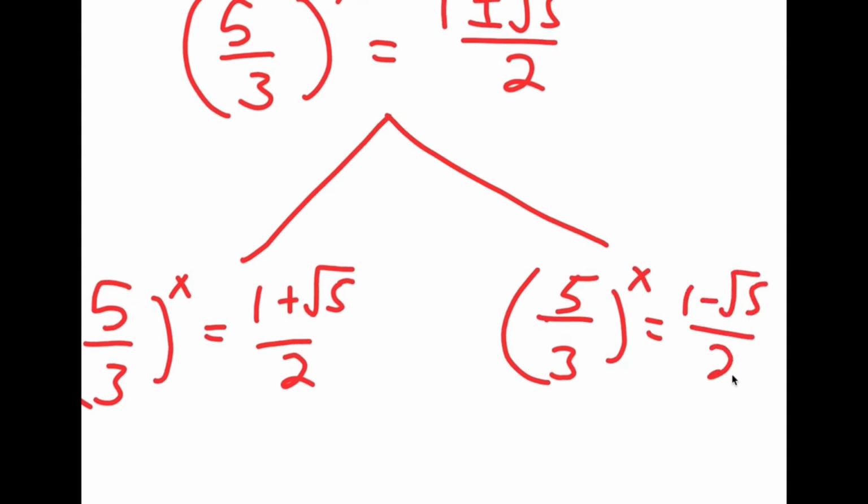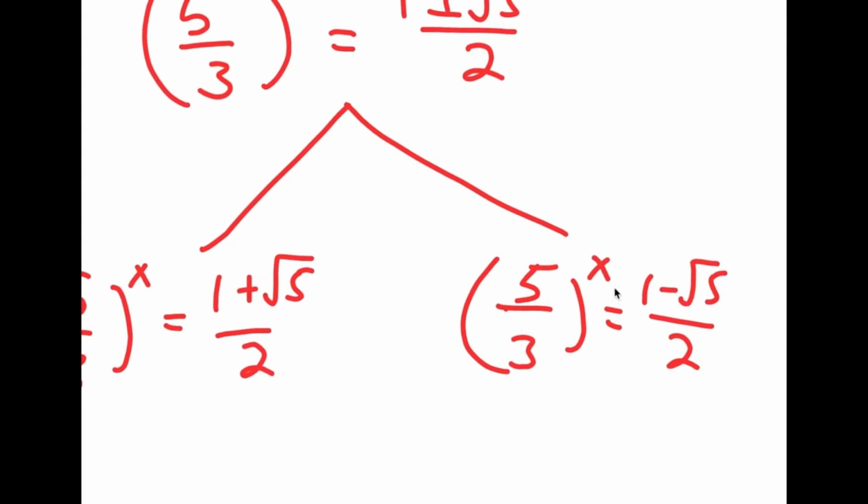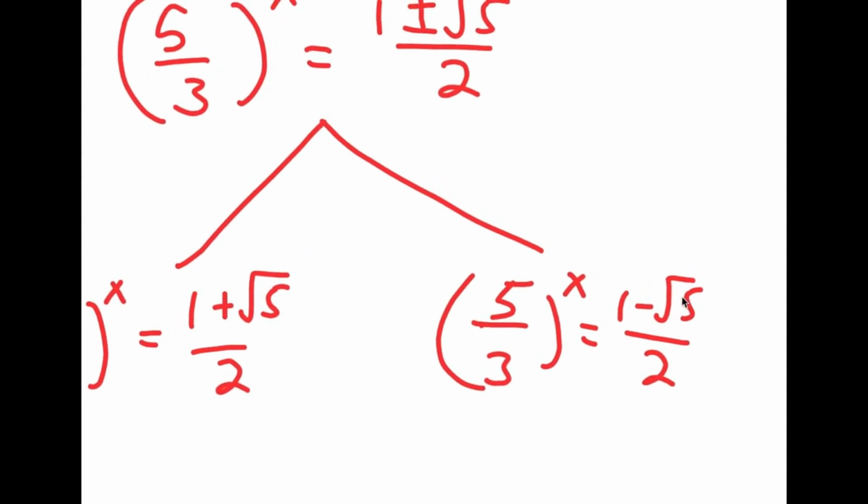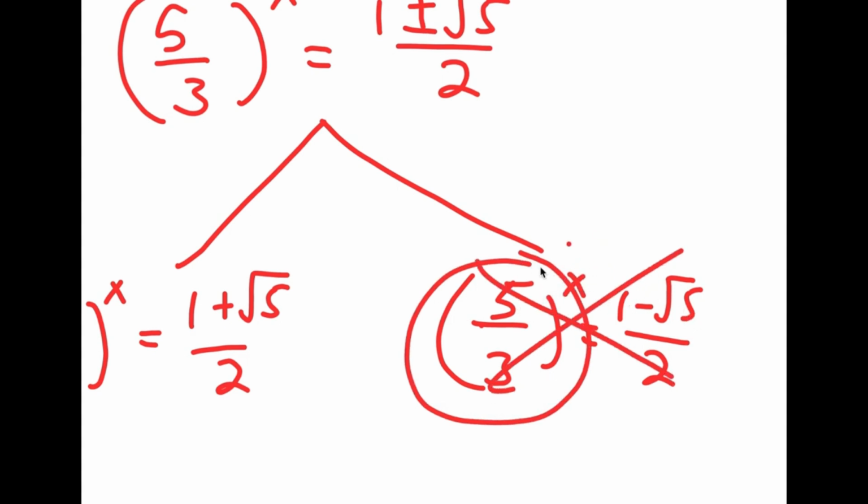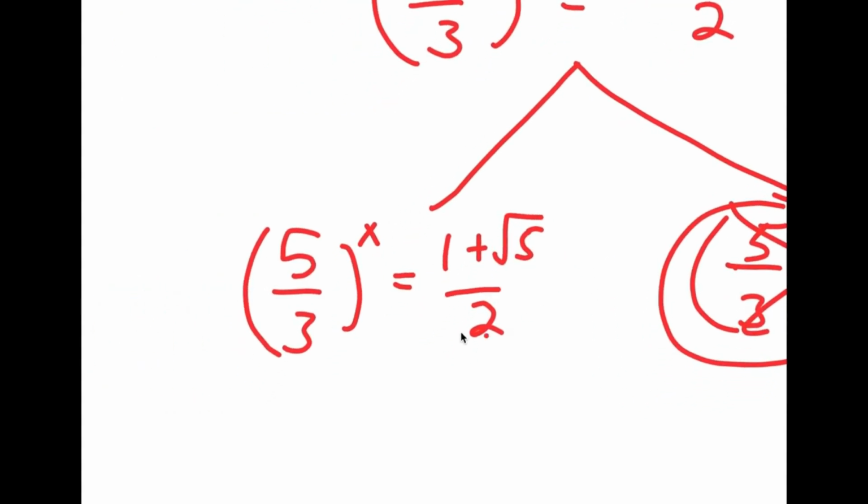So (5 over 3) to the power of x equals 1 minus the square root of 5, over 2. Well, 1 minus the square root of 5 is going to be a negative number. And a negative number divided by 2 is still a negative number. And notice how we have a positive number to the power of another number here. You can't take the power of a positive number and make it equal to a negative, so there's no solution for this.